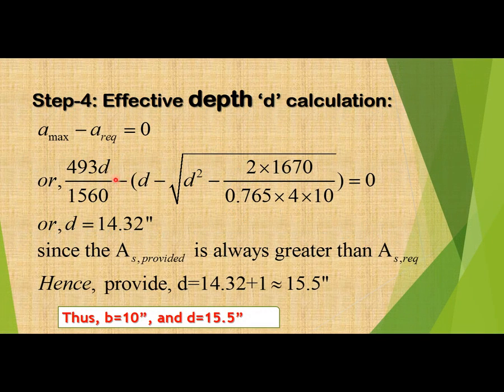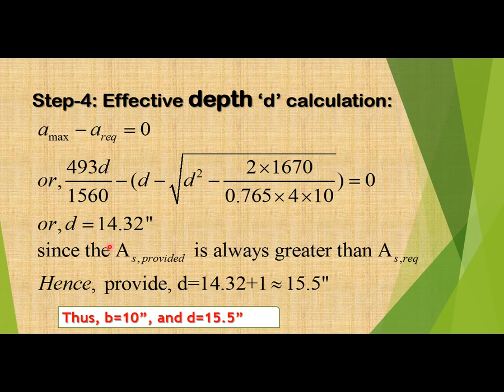Since a max and a required are equal, there is no difference between these two expressions, so we can write a max equal to a required. From that, a max minus a required equals 0. Now put the value of a max and a required, so we get a function of d. If you solve it by calculator, you will get d equals 14.32 inch, which is the exact value.